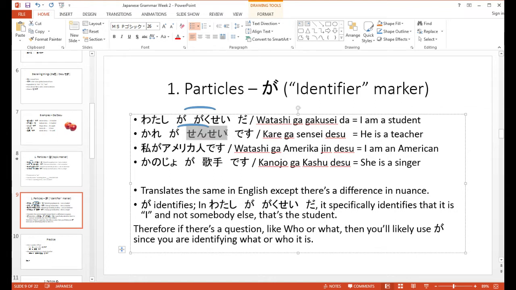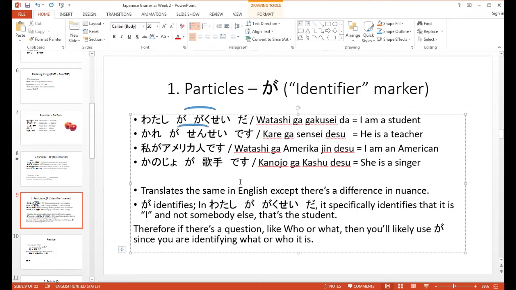So for example, who is the teacher? You use the ga to identify, oh, he is the teacher. Kare ga sensei desu. Okay. It does translate the same in English, but the priorities are different. So wa, again, talks about the subject, talks about the topic. You know, speaking of me, I am a student. But ga focuses more on who the student is. The student is me. It identifies who that student or teacher or whatever the thing is.